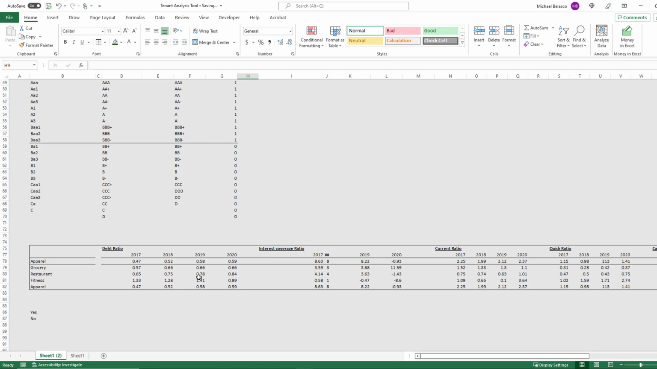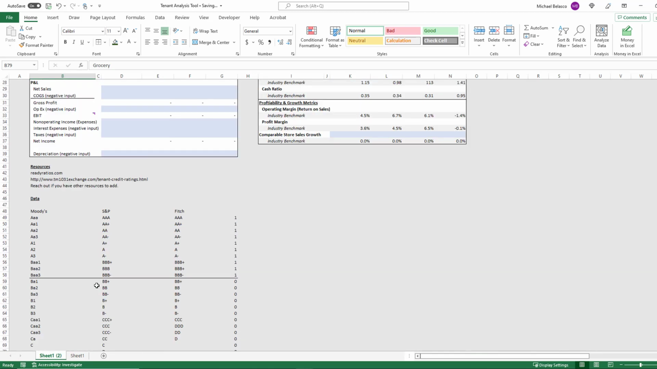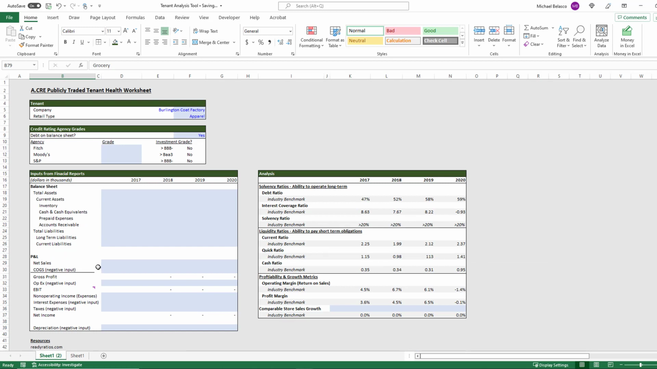And again, this is where I said it's very basic, and over time this could become very robust. You could have subtypes for grocery, subtypes for restaurants, and the sky's really the limit. But for now, it's really just a basic start.